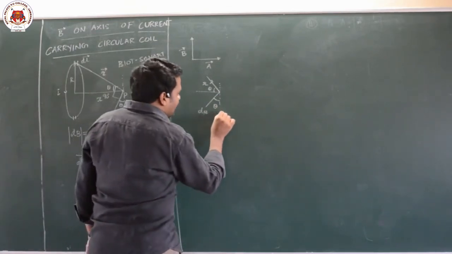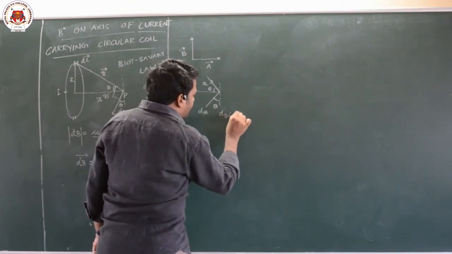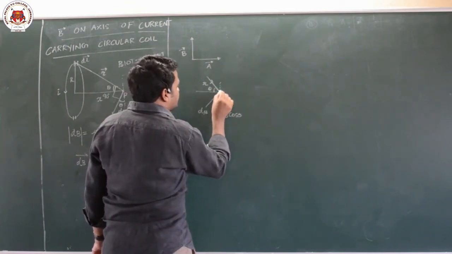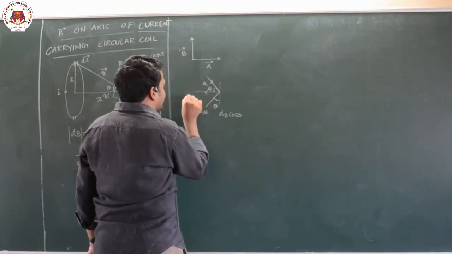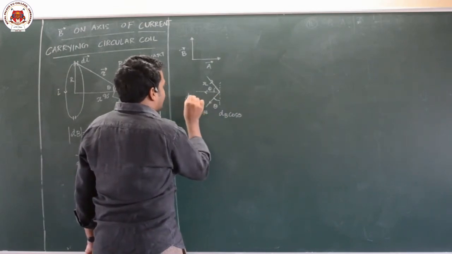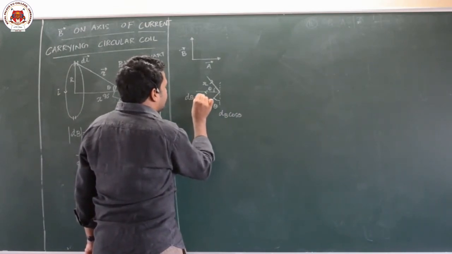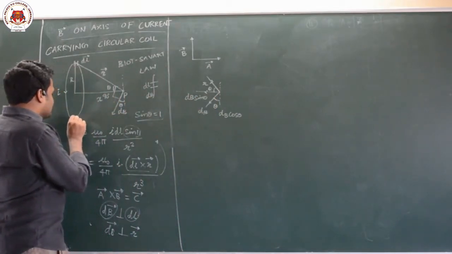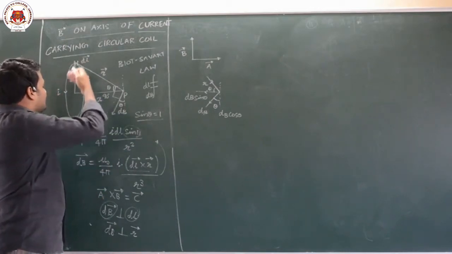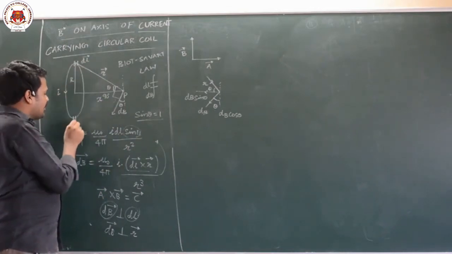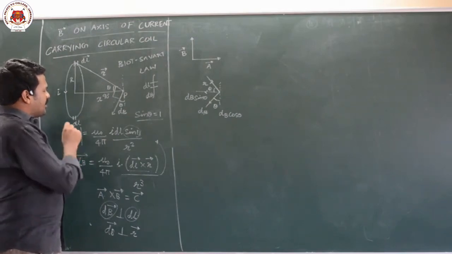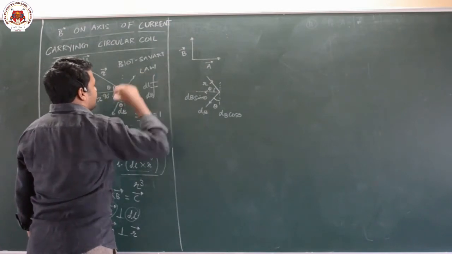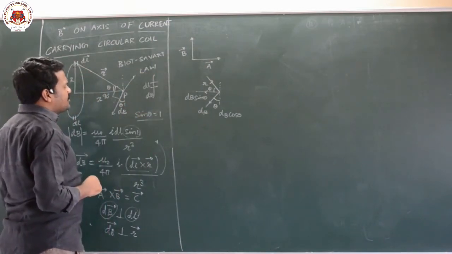Now here I can write dB cos theta, and this direction I can write dB sin theta. Similarly, you can have one more element which is exactly similar to this element. So if you take this element, exactly similar element will be there here. That also produces magnetic field, but it will be in the opposite direction like this.